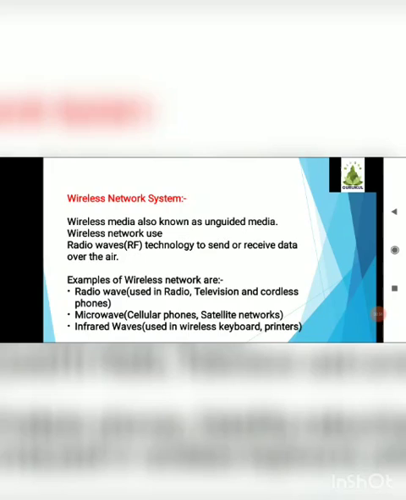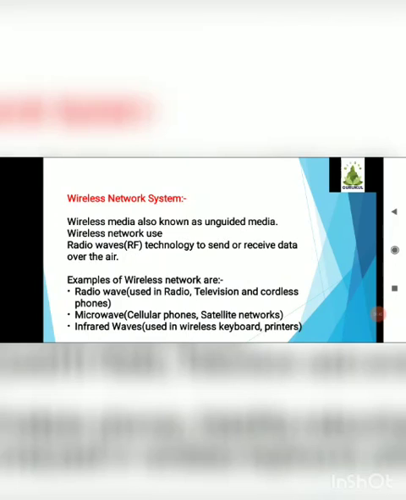Here in this video we will learn about the second type of transmission media, which is the wireless network system. So what do you mean by wireless network system? Wireless media, also known as unguided media or unbounded media, is where no wires are used. All the transmission occurs by using radio wave technology, or RF technology, to send or receive data over the air. So this is the wireless network system.